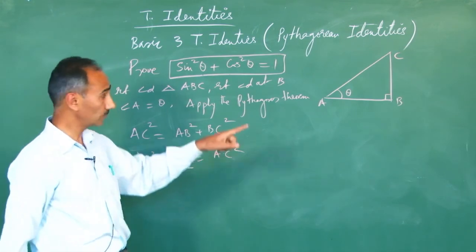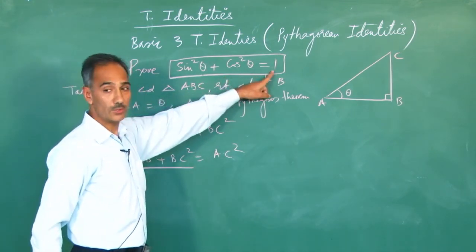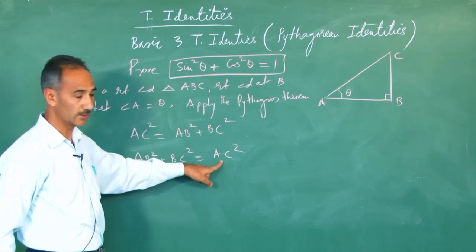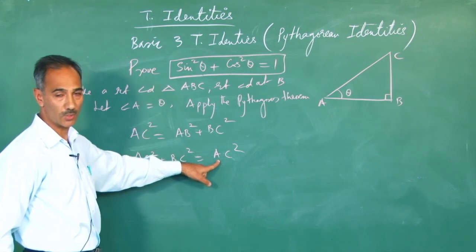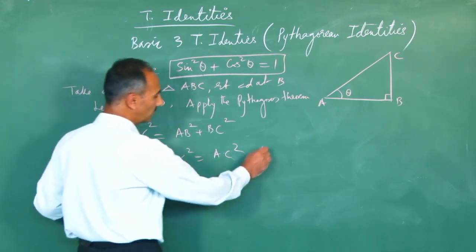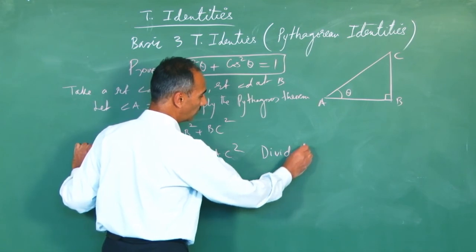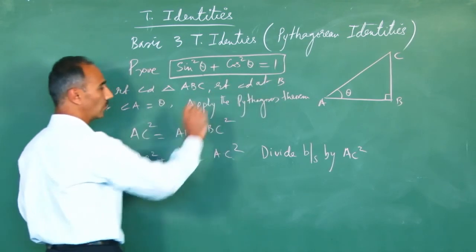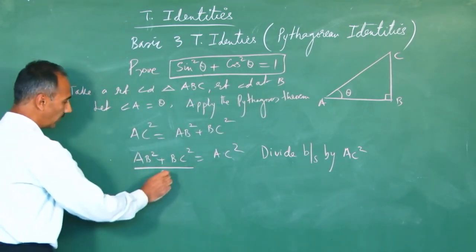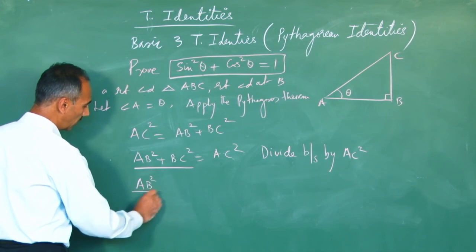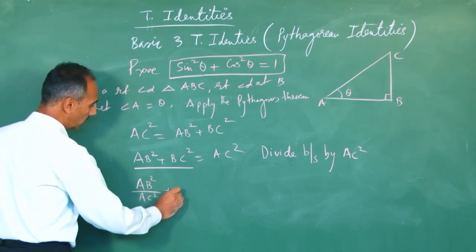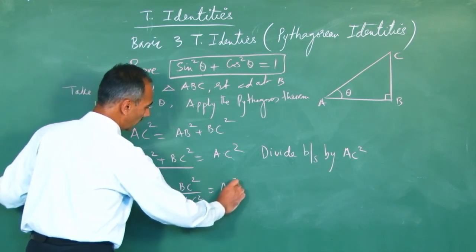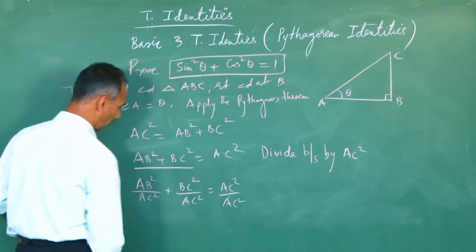So what do you have to prove? You observe your right hand side is 1. So my right hand side is AC square. So AC square is to be made as 1. So what should I do? I will have to divide. So I will divide both sides by AC square so that I prepare 1 on the right hand side. So when I divide both sides, I will get AB square upon AC square plus BC square upon AC square is AC square upon AC square.